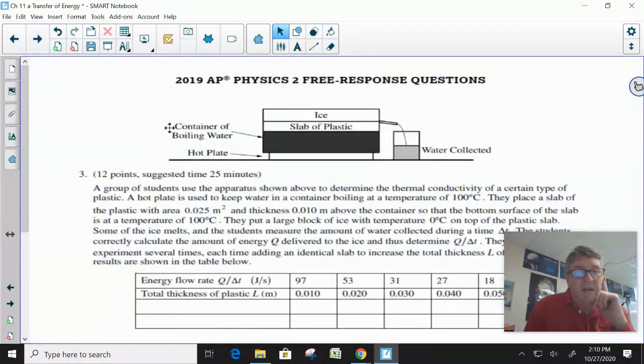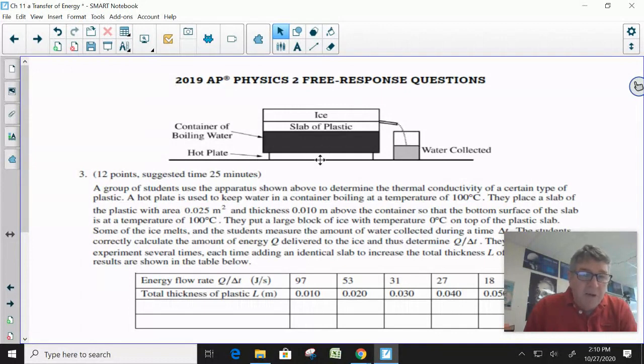Now, this was the actual AP Physics 2 question from the 2019 test. I actually graded this one in Kansas City. It's horrible. It's basically the lab I was talking about a minute ago. You have a hot plate, and on the hot plate you put a slab of plastic, something that's going to either conduct or insulate, and then you put some ice in a little dish. And then you have a little spout that, as the ice melts, will collect the water.